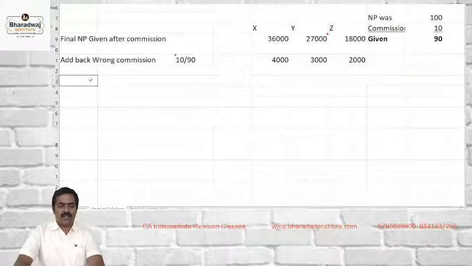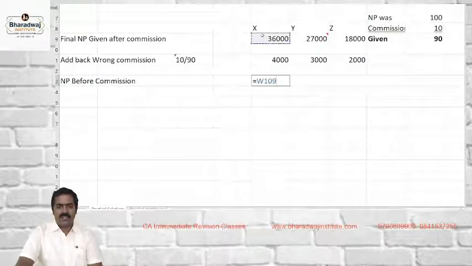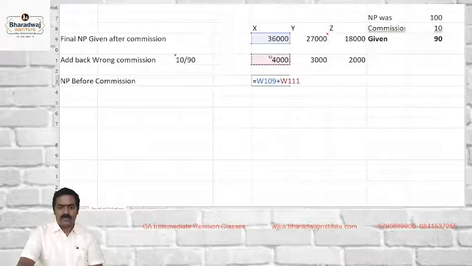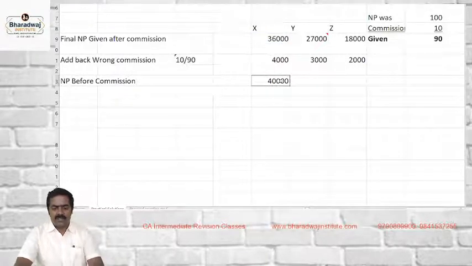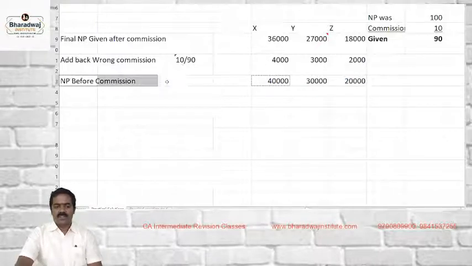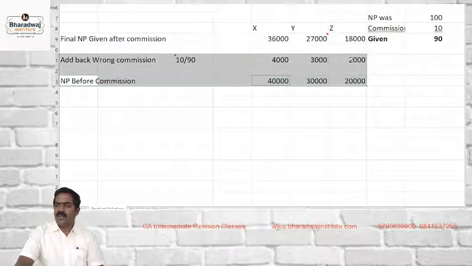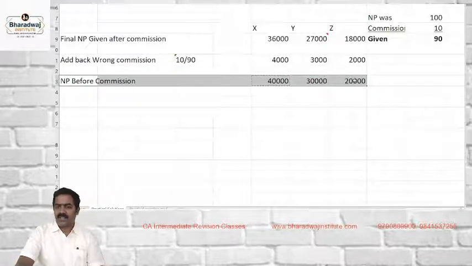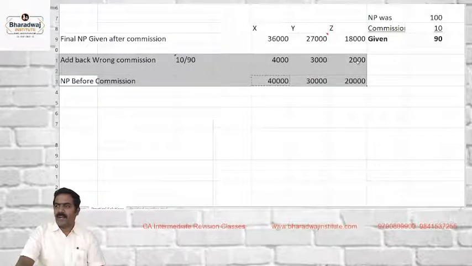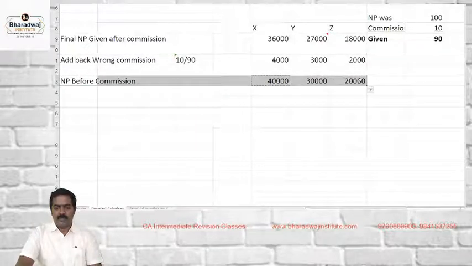So add back wrong commission. You will get what? Net profit before commission. Please work out along with me. Don't wait. 36,000 plus how much? 4,000. This will give me net profit before commission. You can cross check also. This was a commission, this was a profit they worked out. On that they applied what? 10%. 40, 30, 20. On that they applied 10% and they've given this. So net profit before commission we arrived at.